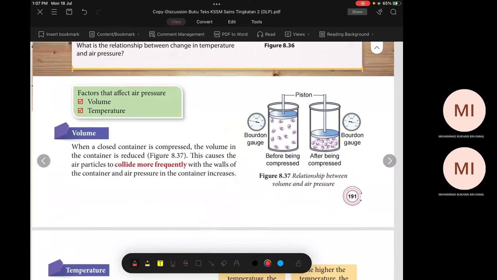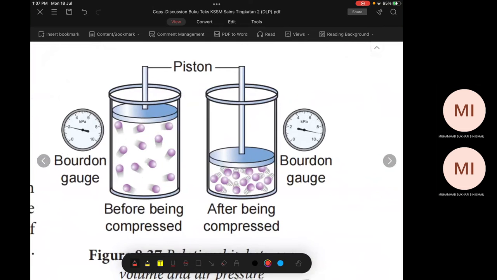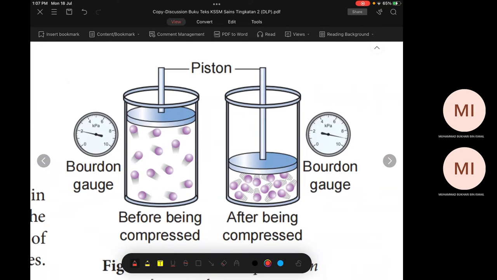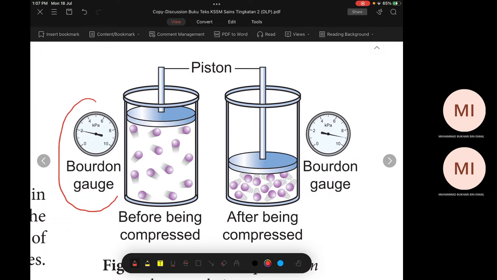Okay, look at the factors here. Now, pay attention to this diagram. Okay, this is a Bourdon gauge. You know what a Bourdon gauge is? A Bourdon gauge is an instrument to measure gas pressure. Now we have two Bourdon gauges here, left and right, and we have two different pistons. Actually, one piston only. Initially it is not compressed yet, and the other one is compressed. And you can see the Bourdon gauge gives a different reading, right?